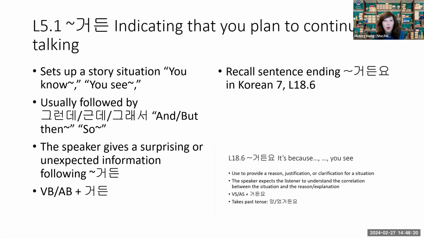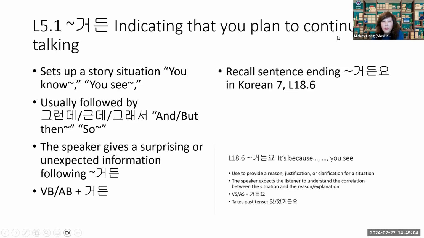First grammar, 거든, indicating that you plan to continue talking. It sets up a story situation, as in saying, you see, and it's usually followed by 그런데, 근데, 그래서. This is the situation, so therefore, okay, and the speaker gives surprising or unexpected information following 거든. You can use this with both verb or adjective. All you have to do is take out the 다 from the dictionary form and add 거든.